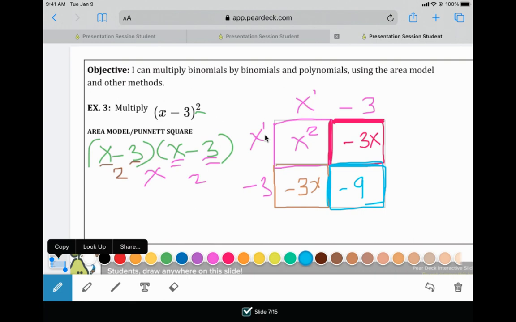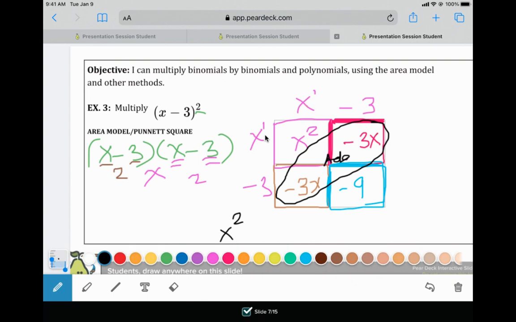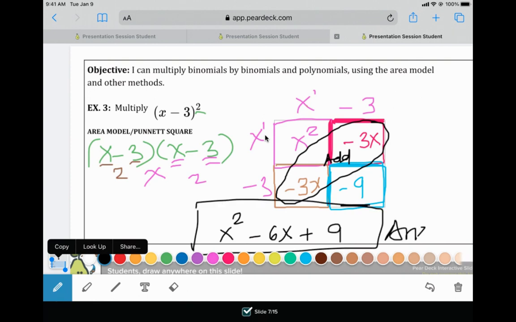Combine like terms. These two are alike, so you add them. So x squared, negative 3x plus negative 3x gives you negative 6x. And this number right here stays the same. So this is your answer. So that's how you multiply a 2 by 2. Okay, here's the question. Do you want me to do more examples or are you ready to do practice? Let me know.